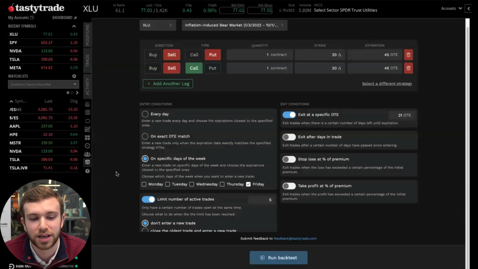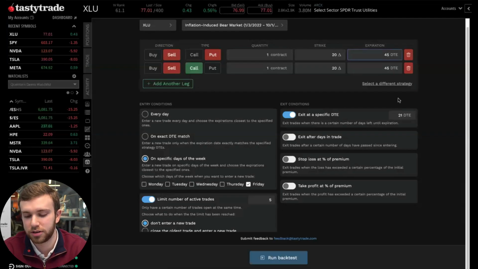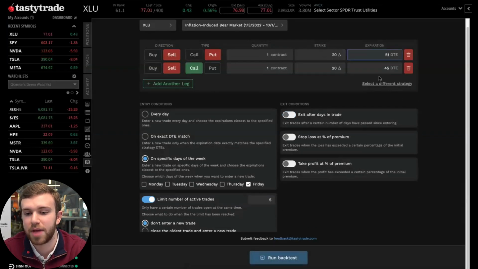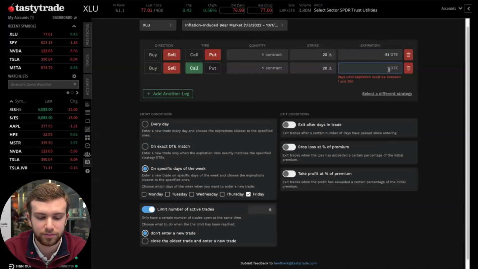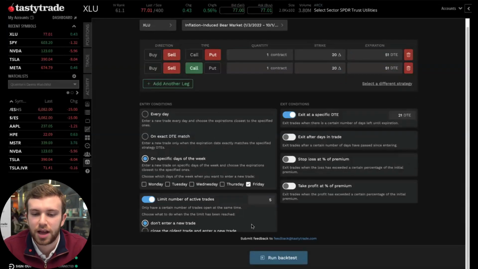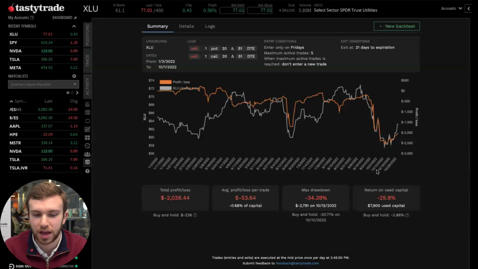And so let's say, like you said, you want to do it every Friday and you only want 5 trades on at a time. So you can change the expiration to 51 days, and that matches the exact trade that you could do right now. And then let's go ahead and run this backtest and see how it works. And so it looks like here, this wasn't the best strategy for that time frame in the market.